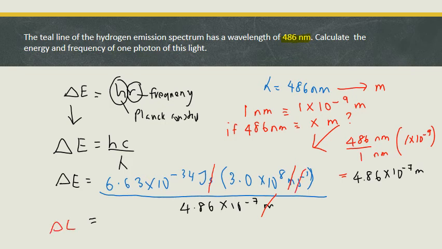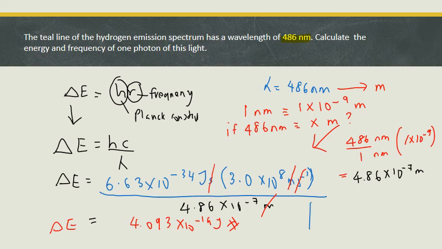Tinggal joule sahaja. So you buat calculation, dapatkanlah dia punya value delta E. Energi dia berapa? Nanti I calculate 6.63 kali 10 negatif 34. So, dapat kat sini jawapannya delta E bersamaan dengan 4.093 kali 10 negatif 19 Joule. So, inilah nilai delta E dia. Jadi, dah dapat dah nilai delta E dia.